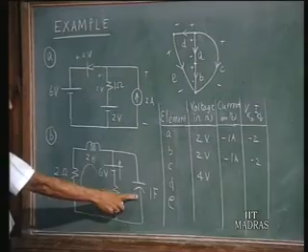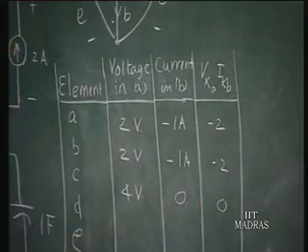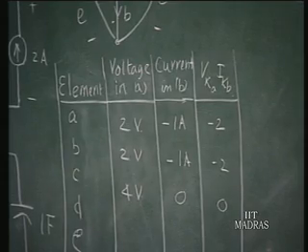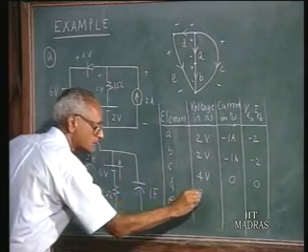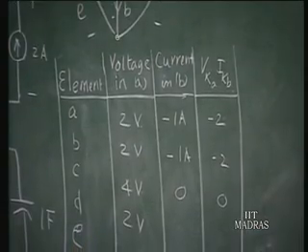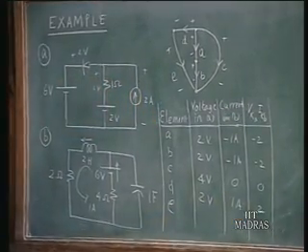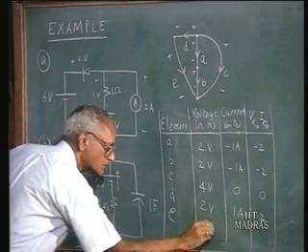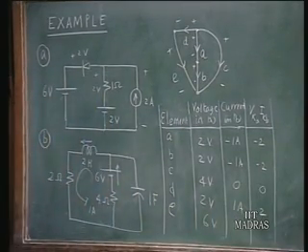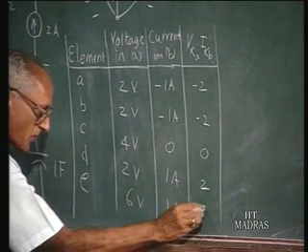The current here is 0 because under steady state the capacitor does not have any current, therefore the product is 0. Take element D, that is this one. This is the reference direction for the voltage, it is 2 volts. The current here is 1 ampere, therefore the product is 2. Take element E, the voltage is 6 volts and the current is 1 ampere, therefore the product is 6.